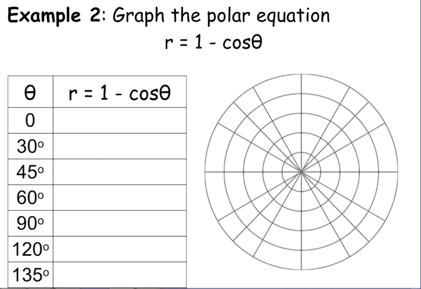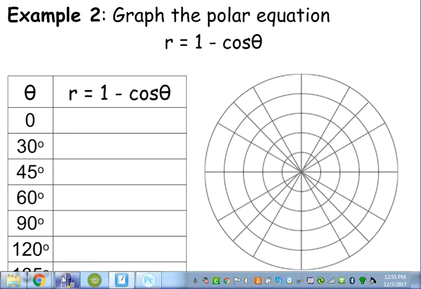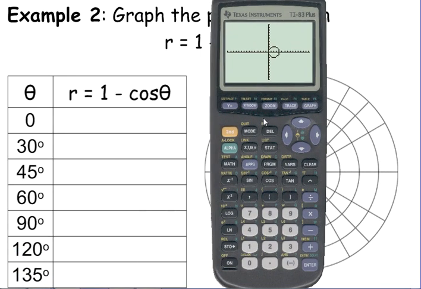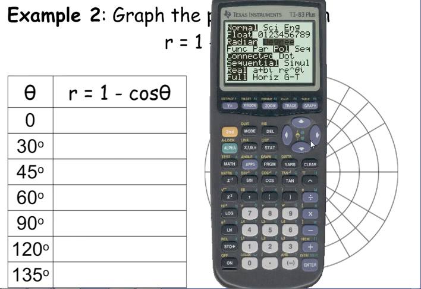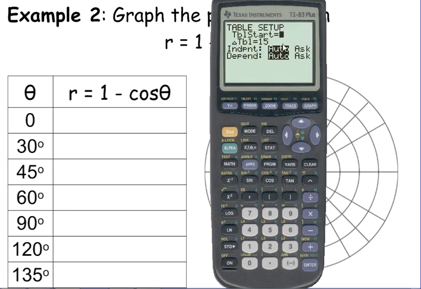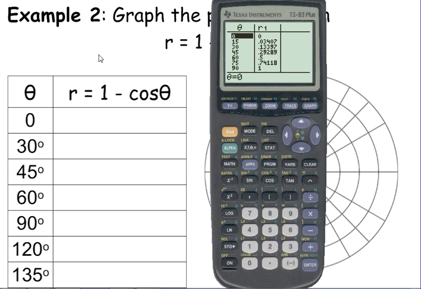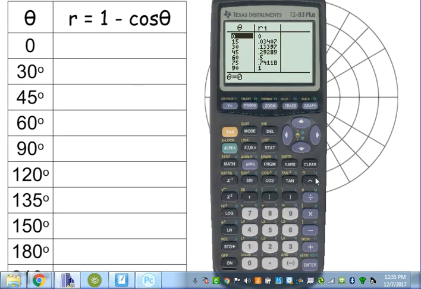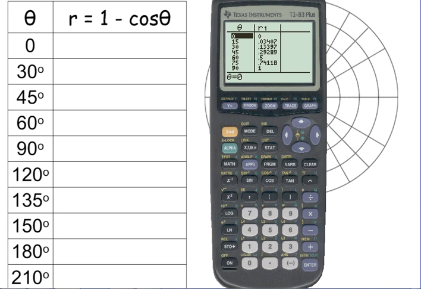All right, let's look at another type of polar equation. This time we have 1 minus the cosine of theta. So for the sake of time, to fill in this table, instead of having to type all that stuff in, I'm going to type this equation into my y equals, or in this case, r equals 1 minus the cosine of theta. I'm going to put it in degree mode, and set my table so that it counts by 15 degrees. I'm just going to go to the table to get these values. It's just going to save me some time.